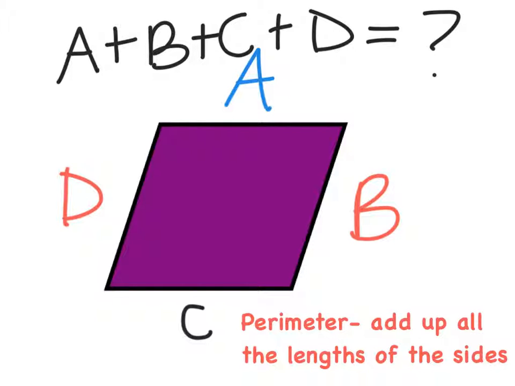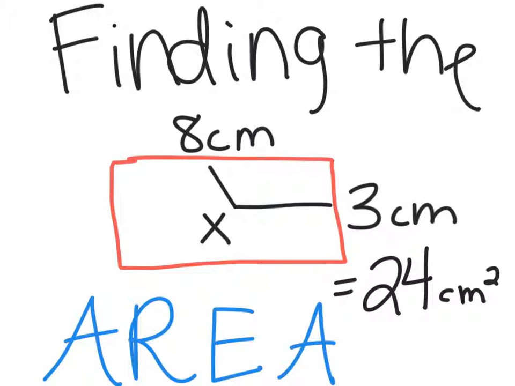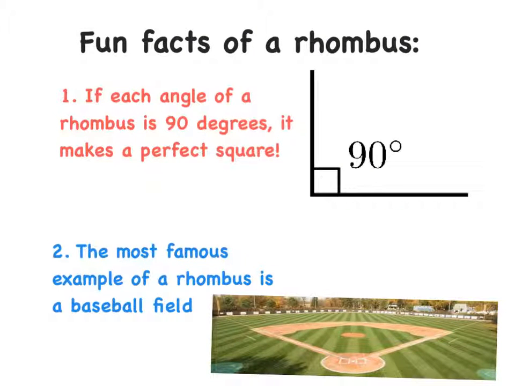Certain people, like architects, use perimeter in their everyday life. To find the area, you must multiply the length times the width of your rhombus. Finding the area within shapes is important because it tells us the amount of space inside those shapes. If each angle of a rhombus is 90 degrees, it makes a perfect square.